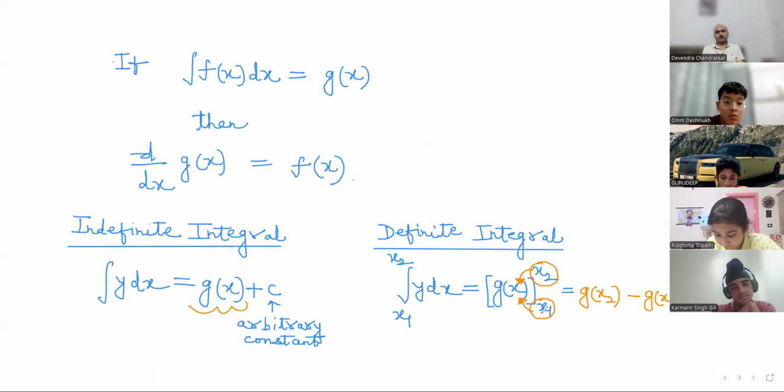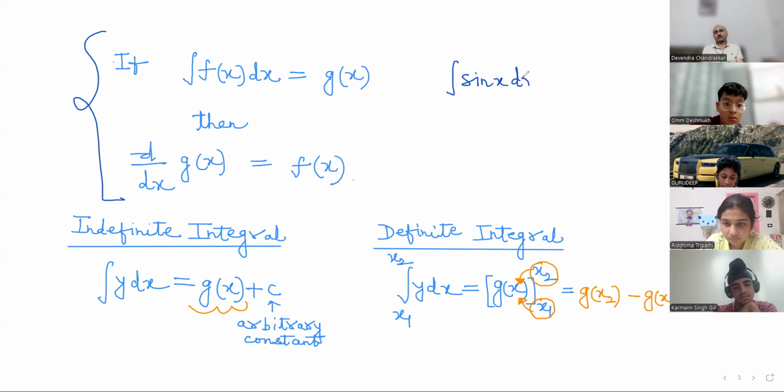You understood this one, this step. Now, if I ask you to integrate sin x dx, Chiyashini, what will you think? You will think which function has its differentiation as sin x? Tell me. Minus cos x. That's it. So the result will be minus cos x plus constant c.